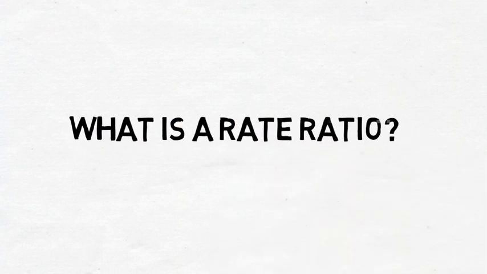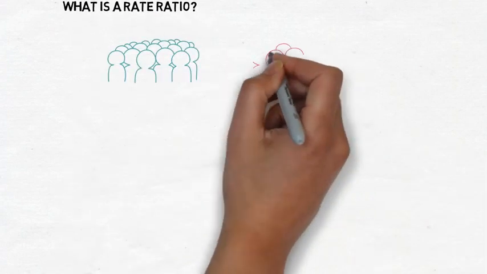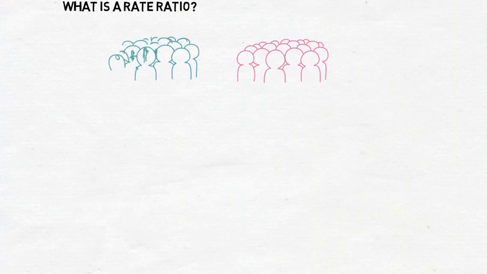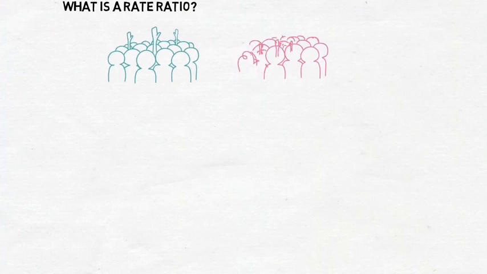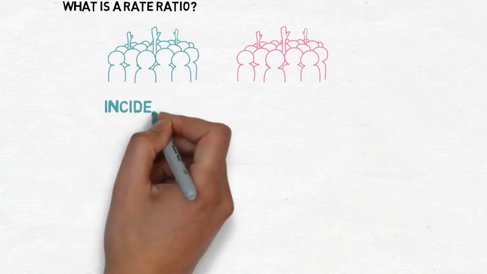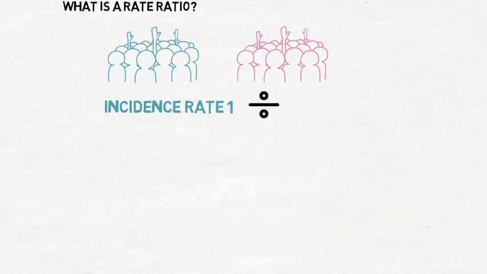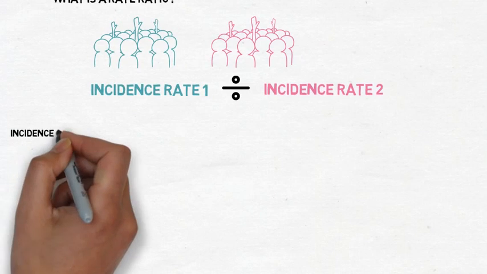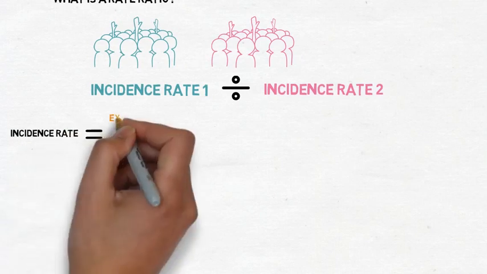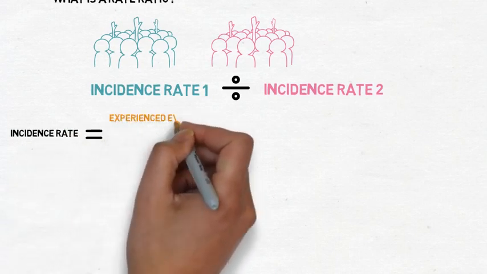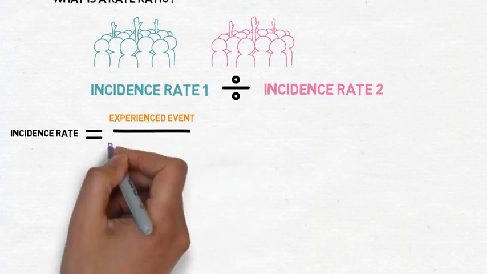Say you have two separate populations. A rate ratio can be used to compare the rates an event occurs in these two populations. Calculating the rate ratio is done by dividing the two incidence rates of the two populations. The incidence rate of a population is the amount of people that experience the said event, divided by the population at risk.